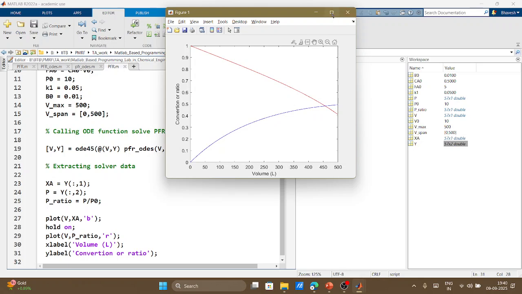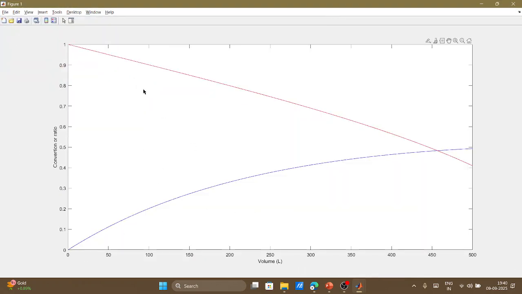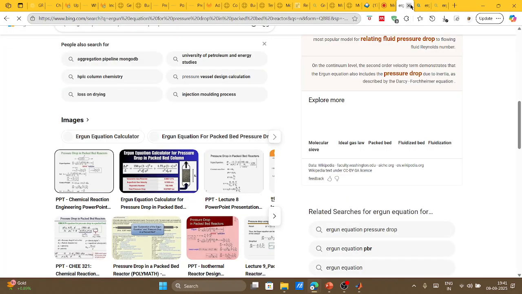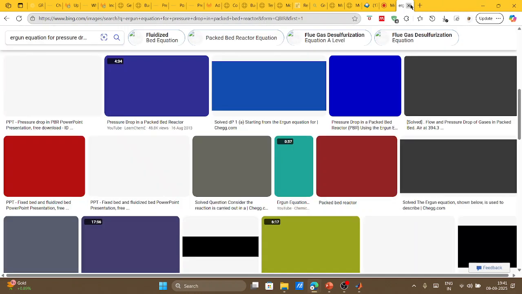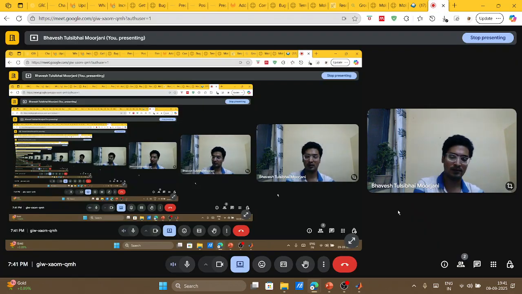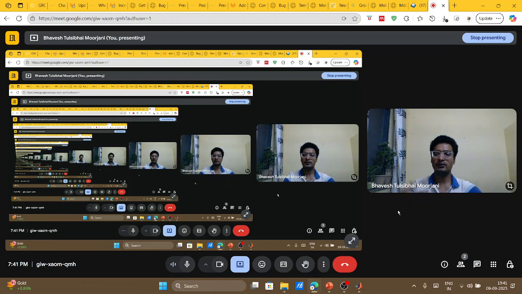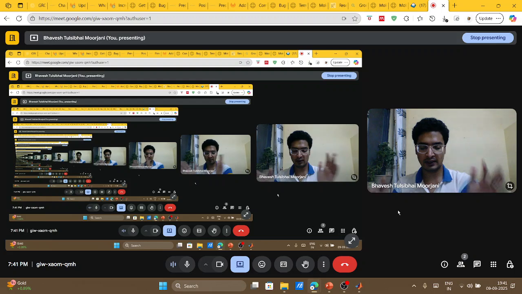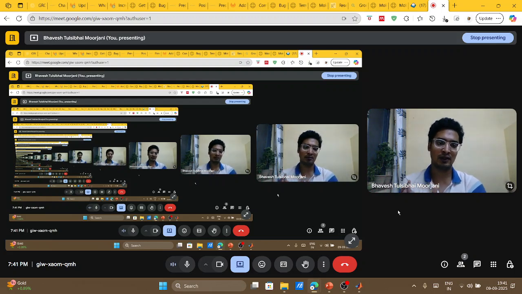So here my conversion is increasing with the volume and P by P naught is decreasing, okay? But this I have plotted in one graph, right? Now I want to separate them. Previously, if I had multiple different values to be plotted, we would use subplot. So we will have one plot representing some data, other plot representing other data.